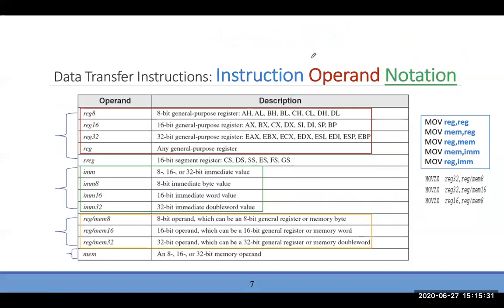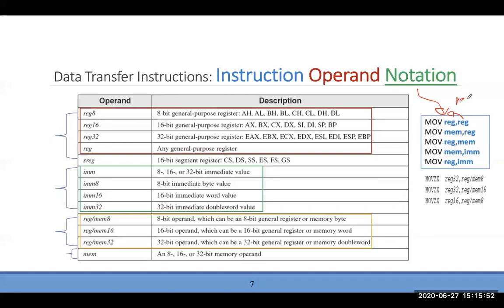And these are actually the operand notations. Okay, so this is what I mean by the notation. So you can move register to register. So this is like a grammar, or it is kind of a rule, so you have to pay very close attention to it. So you can move register to register.